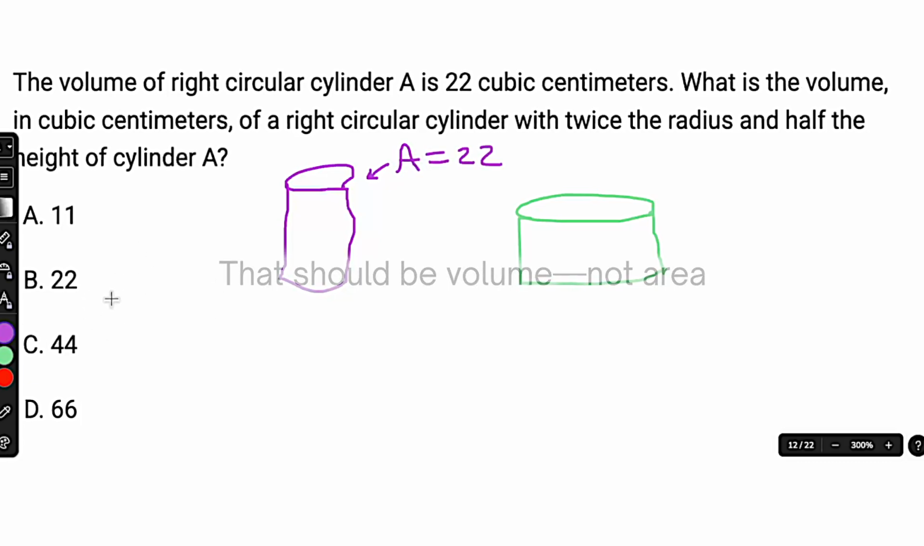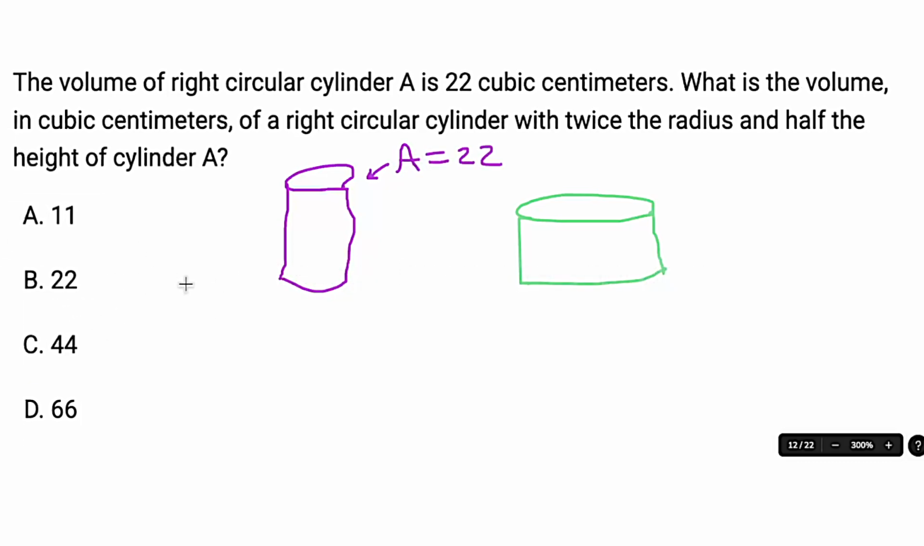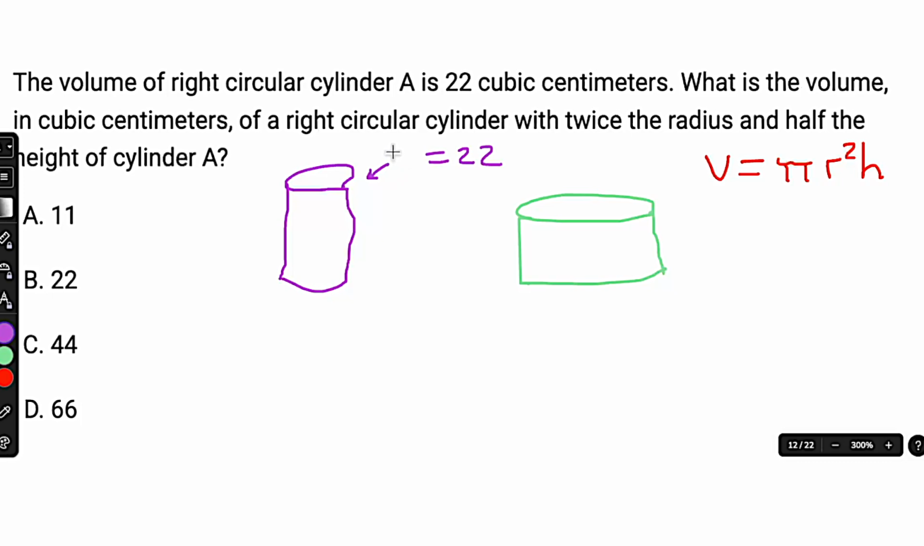Okay, step 3, write down the formulas involved. So we said that volume is going to equal pi r squared times height, and then we want to fill in the blanks. In this case, whoops, sorry, I wrote area instead of volume here. That should be a V, not an A. Please do forgive me. So we're going to fill in the blank. We know that V is 22, so we'll write that formula and we'll change to 22. All right, so what do we do from here?